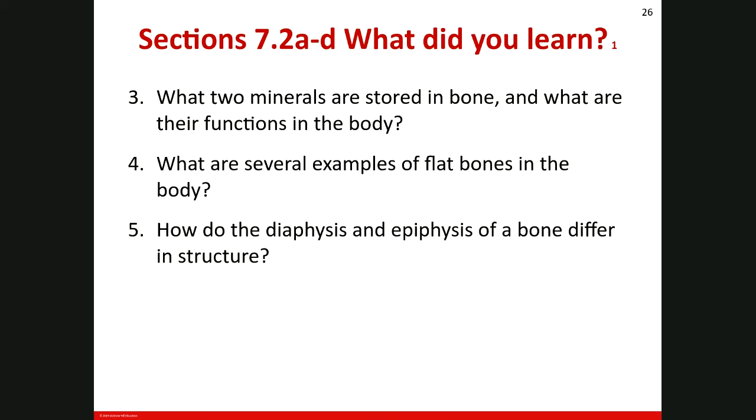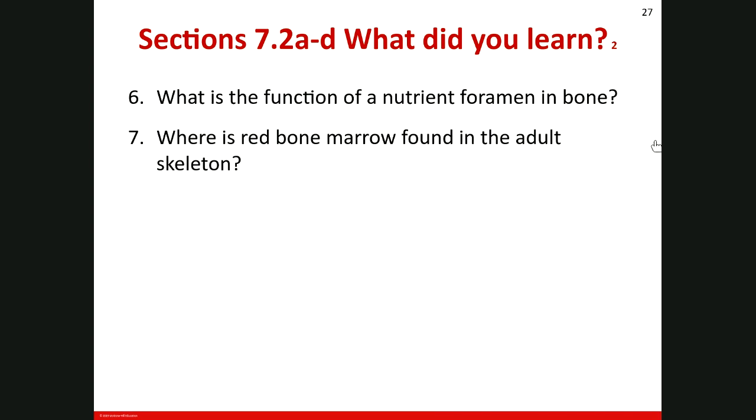And now you can answer these questions. What two minerals are stored in bone, and what are their functions in the body? And what are several examples of flat bone in the body? And how do the diaphysis and epiphysis of a bone differ from each other in their structure? What is the function of the nutrient foramen in the bone? And where is red bone marrow found in the adult skeleton?